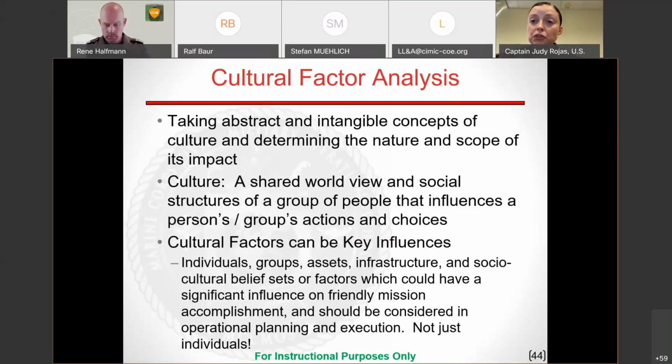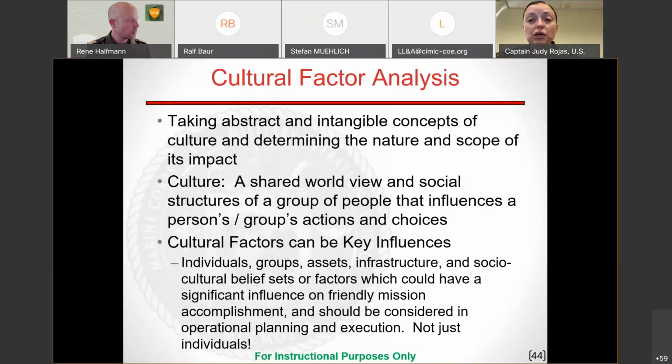So what is cultural factor analysis? So what are we doing? We're taking abstract and intangible concepts of that culture, and we're determining the nature and scope of its impact. So culture, we defined previously as a shared worldview and social structures of a group of people that influences a person's or a group's actions and choices.